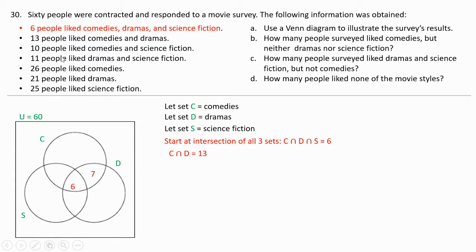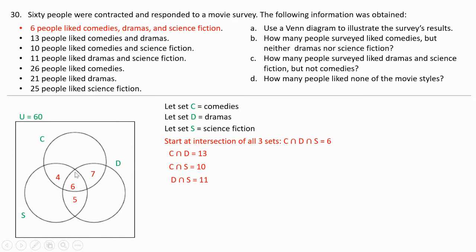Now, what's next? 10 people like comedies and science fiction, so comedies and science fiction will be this portion here. So it's going to be 10, right? So if this is 6, this has to be 4 right there. Now we're doing 11 people like dramas and science fiction. So dramas and science fiction, right? So it's going to be this portion here. This has to be 11. So that's 6, this has to be 5.